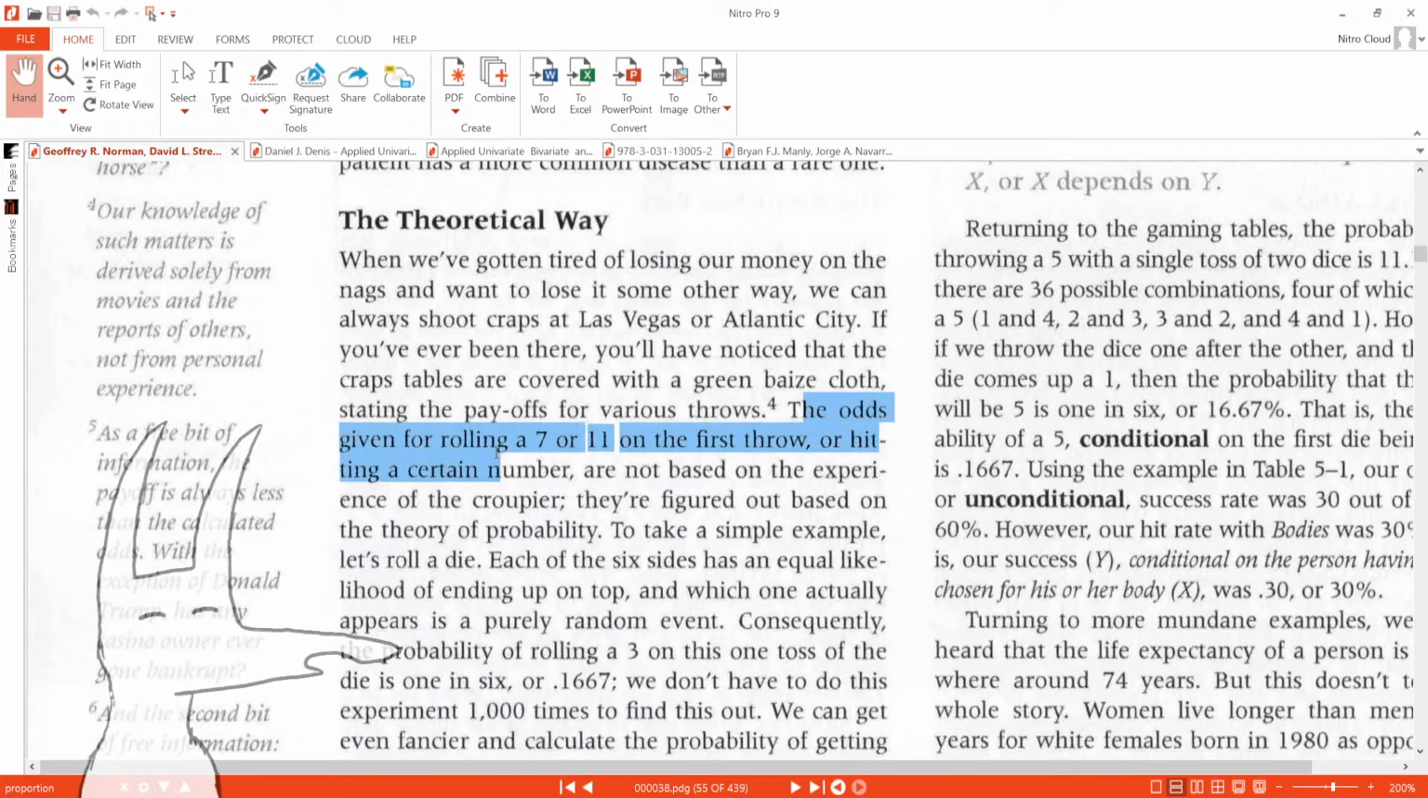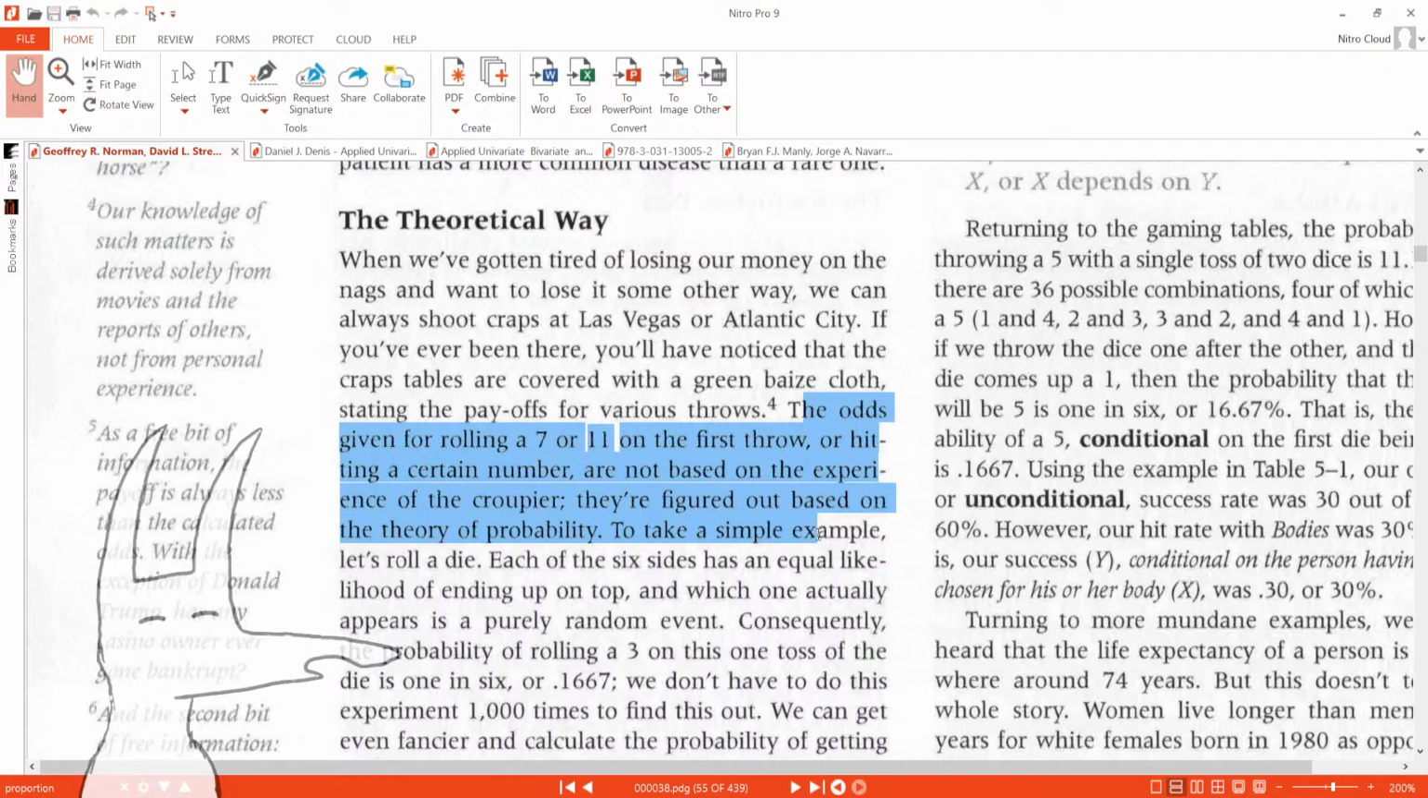The odds given for rolling a 7 or 11 on the first roll or hitting a certain number are not based on the experience of the croupier. They're figured out based on the theory of probability.